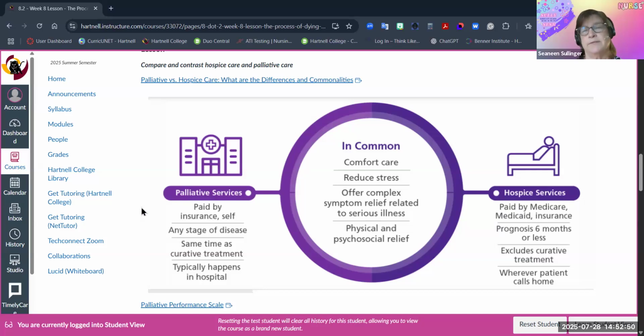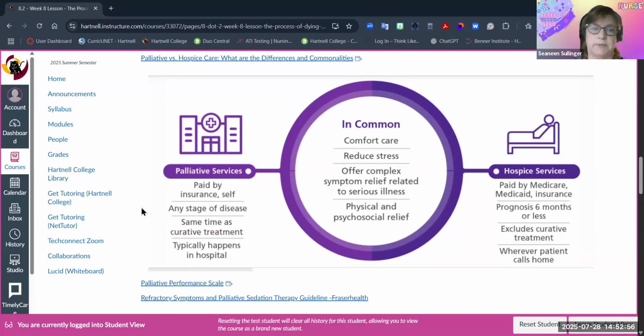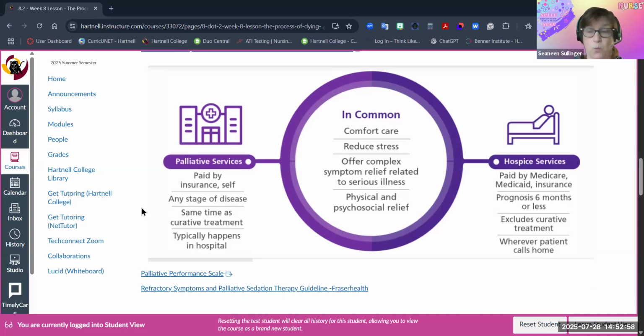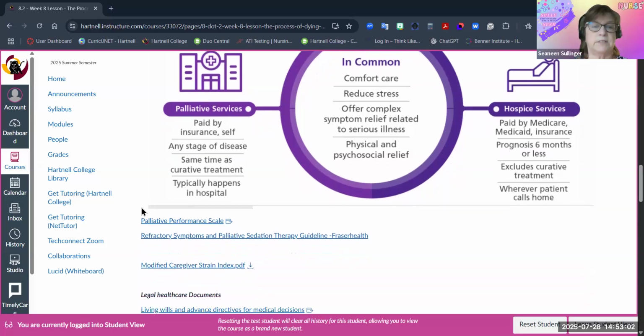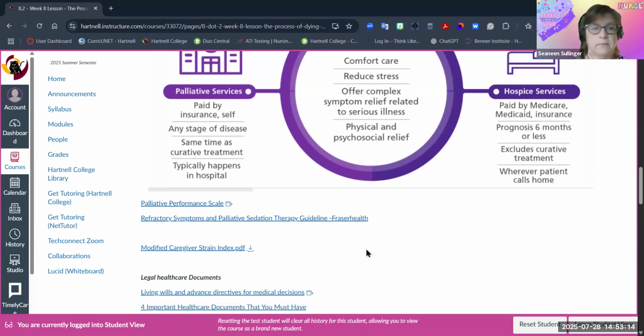And I think that helps the loved ones in the family as well to see that their family member isn't suffering, as much as we don't want them to suffer. So that's a good thing. I gave you a couple references here for a palliative performance scale, where somebody is on the scale of palliative care, and palliative sedation therapy guidelines, just FYI.